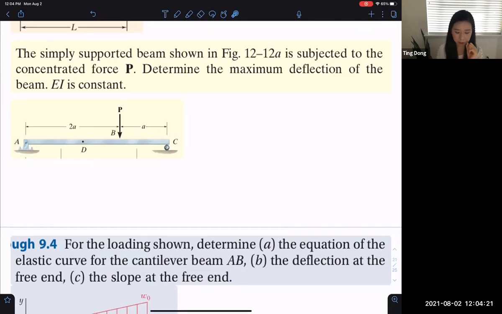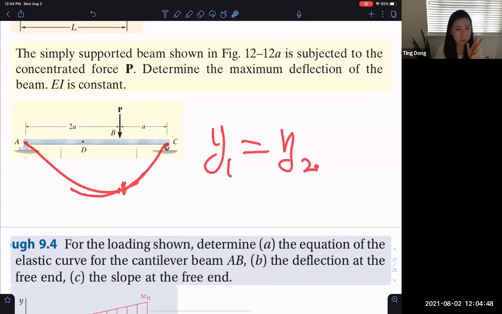And the extra two equations come from the fact that, no matter how the beam deforms, the deformation curve should be a smooth curve. So it basically means that at point B, where the force is applied, the deflection we calculated from the AB part should be the same as the deflection we calculated from the BC part. So y1 should be equal to y2. And the same thing for the slope at this point: it should be the same when we calculate from the AB section and the BC section. So theta1 equals theta2.